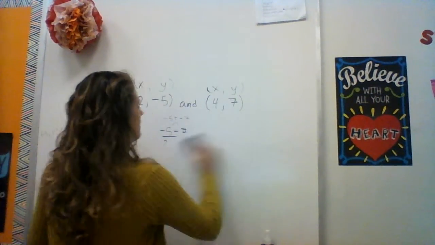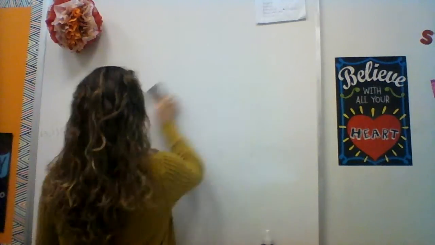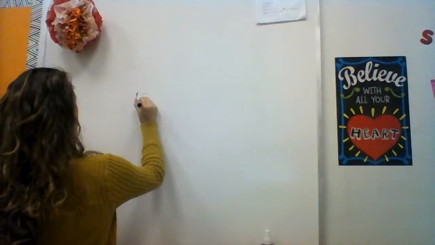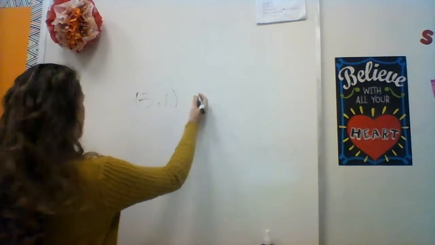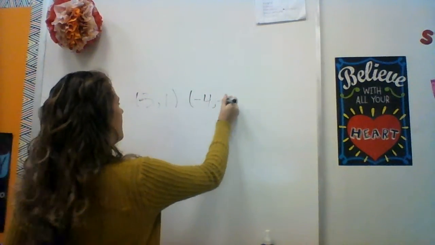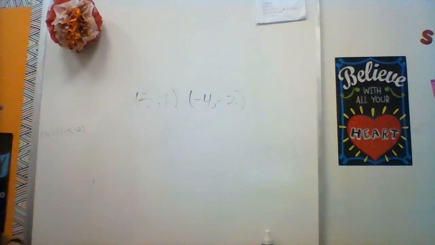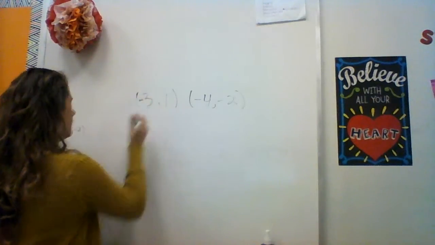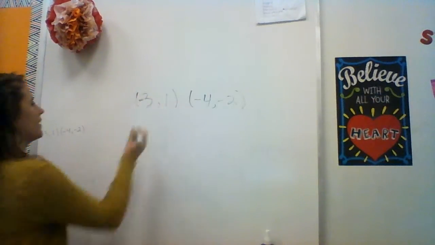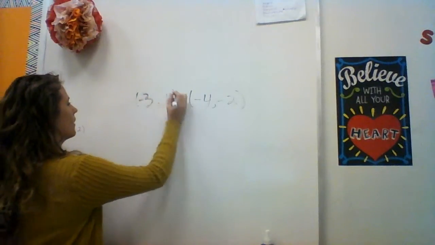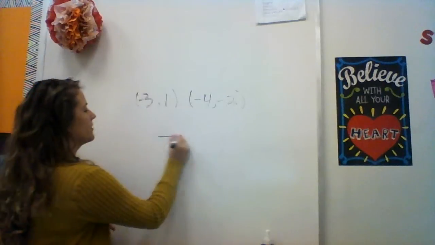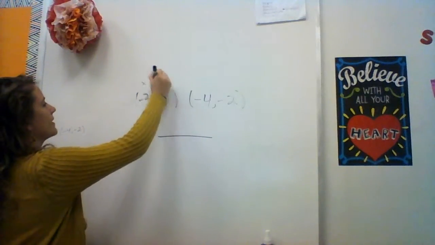One more quick example. We want to find the slope between the points (-3, 1) and (-4, -2). Again, to find the slope, and I'm sorry this is not shown up perfectly, it should be (-3, 1) and (-4, -2). To find the slope, I need to label my x and y.